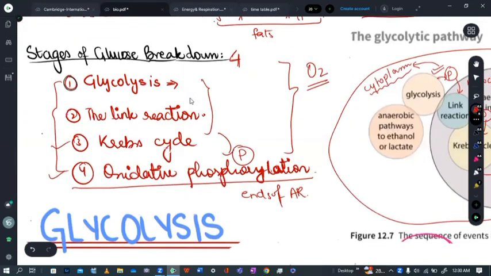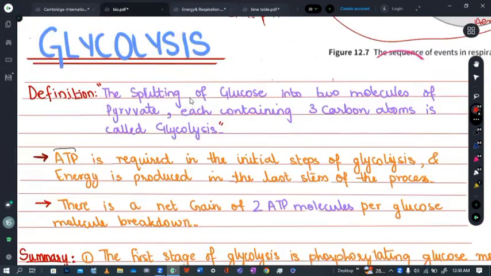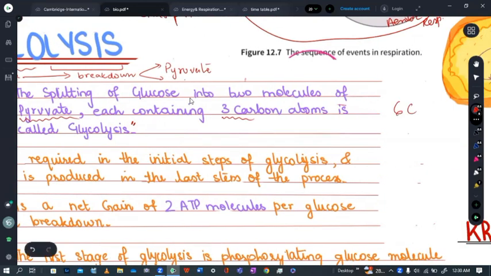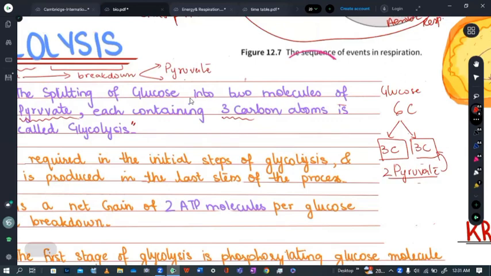Then coming to the first stage of aerobic respiration, which is glycolysis. As the name suggests, glyco is used for a glucose molecule, and lysis means breakdown of any substance. So here, glucose is breaking down into a molecule called pyruvate. The definition of glycolysis is the splitting of glucose into 2 molecules of pyruvate, each containing 3 carbon atoms. As we know, glucose is a 6-carbon compound. When a 6-carbon compound breaks into 2, each compound formed will have a total of 3 carbon atoms. So we have 2 molecules of pyruvate. Pyruvate is a 3-carbon compound. So the breakdown of glucose forms 2 molecules of pyruvate, each of 3 carbon atoms.